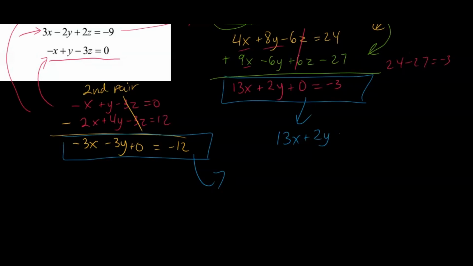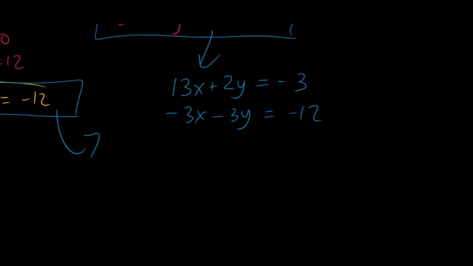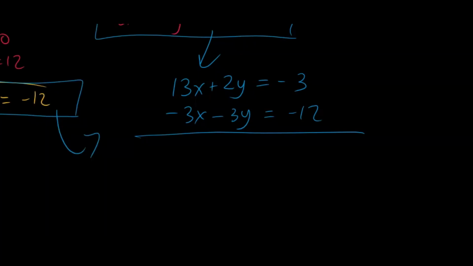13x plus 2y, we don't have to write the plus 0, equals -3. And then -3x minus 3y equals -12. So see how the terms line up. And now what you're going to do is use the elimination method. Do I want to eliminate the x or the y value? For this one, I'll eliminate the y value.